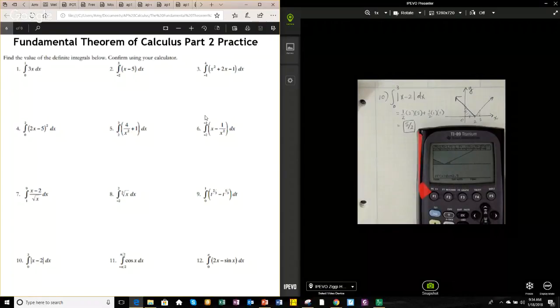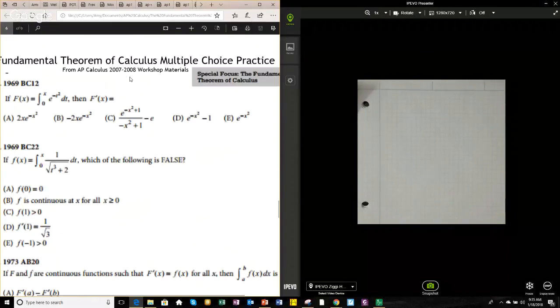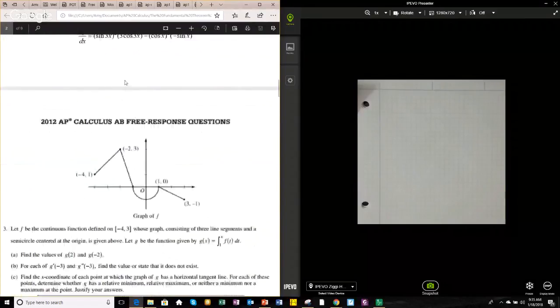And now I would like to do some AP Calculus free response type questions that are also in this packet. I want to do 2 of them, and then I'm going to do a couple of multiple choice so you can see where we're headed with the fundamental theorem of calculus. All right, so I'm going to do 2012, number 3, which happens to be the first one in this packet.